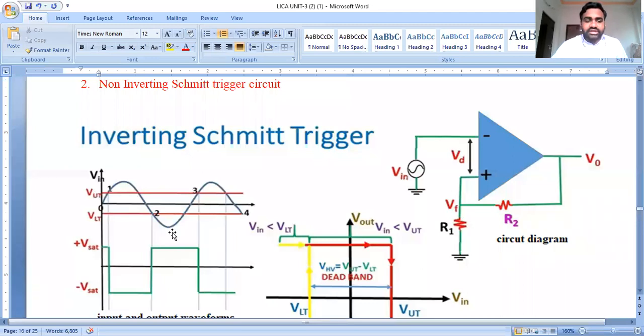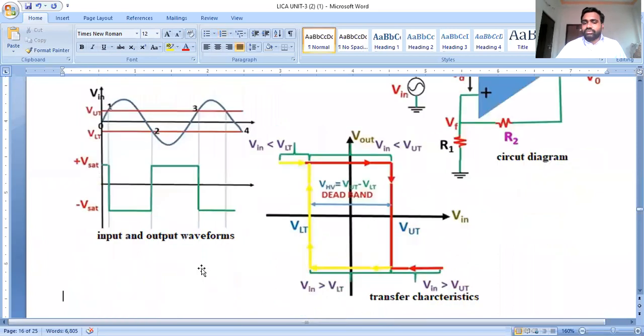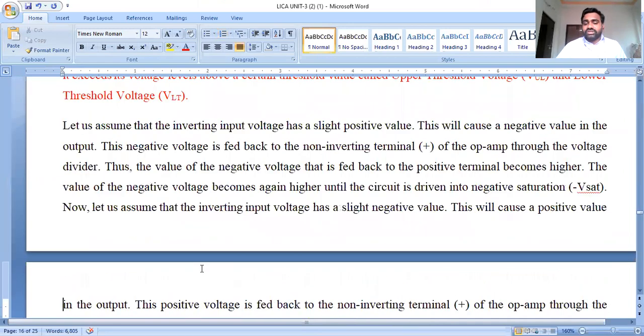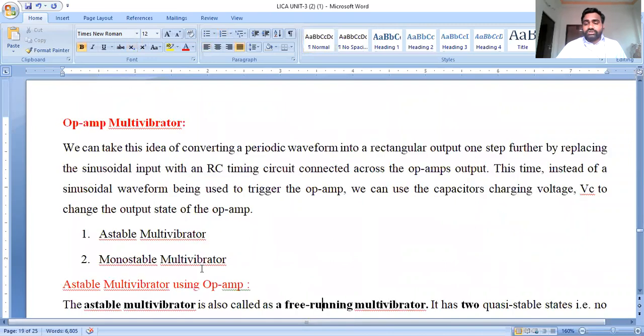That means whenever the sinusoidal voltage crosses the upper threshold voltage and lower threshold voltage, the output voltage behaves as a square waveform between positive V saturation and negative V saturation. A clear and exact saturation behavior of a square waveform is analyzed with respect to the Schmitt trigger application, the inverting Schmitt trigger.